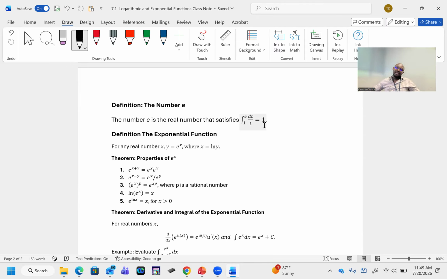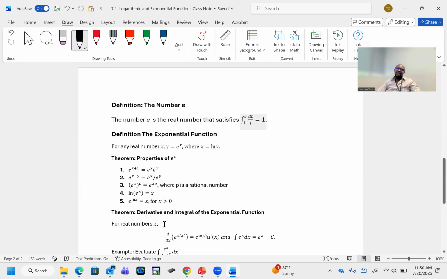And the definition of the exponential function for any real number x: y is equal to e to the power of x, where x is equal to ln of y. We discussed this one, the inverse function of ln is what? Exponential. And the inverse function of exponential is ln. Okay? So these are some properties of e to the power of x that you need to remember. We will use this one more.